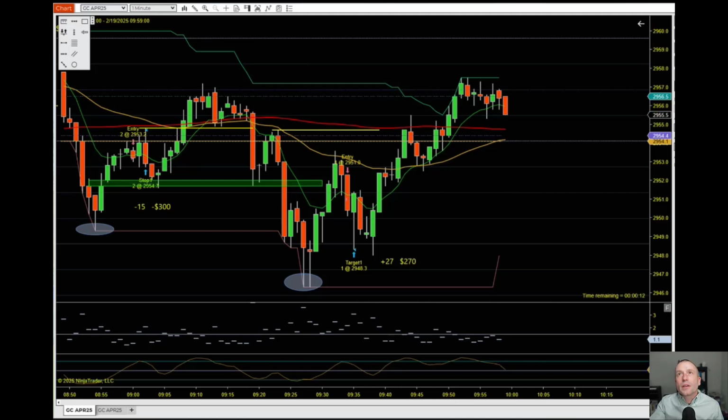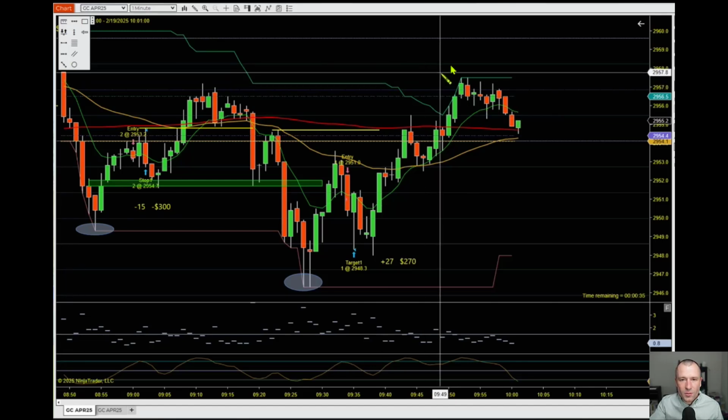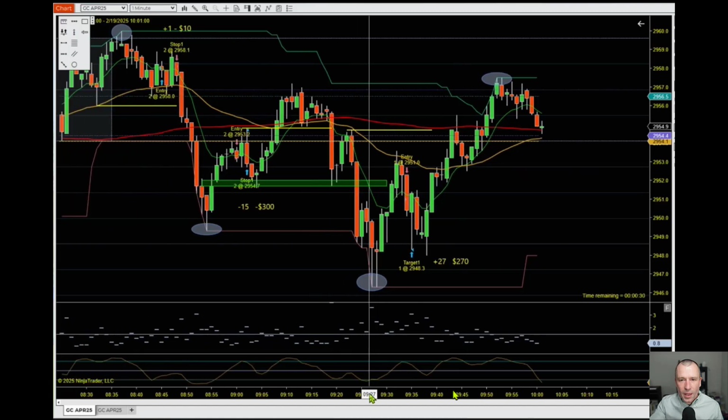Let's see. Where's the next one? All right, so here we have another situation where the red line and the gold line are not stacked right. The gold line is below the red line, and so that would be more bearish. Price is above the red line, which is bullish. So those are in contradiction. Not great. But this looks to me like a nice clean pullback. We have a pivot high.